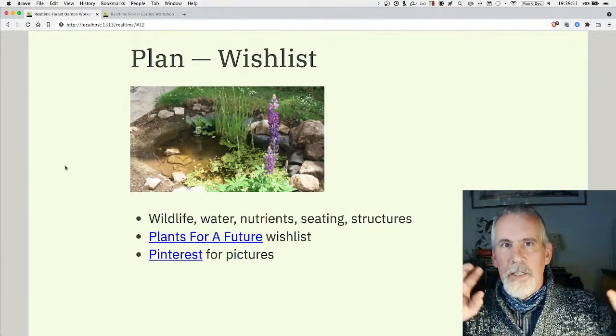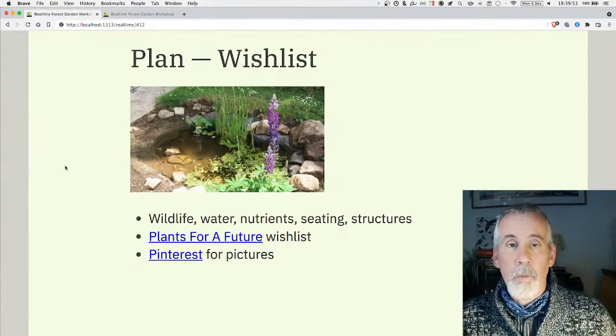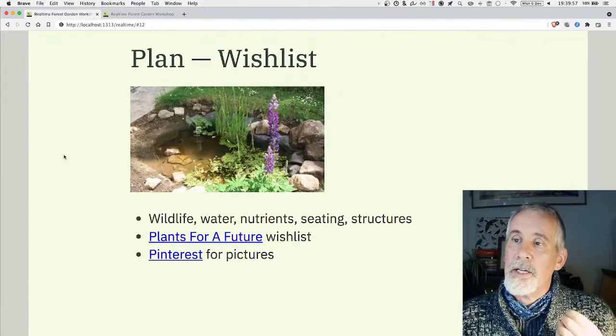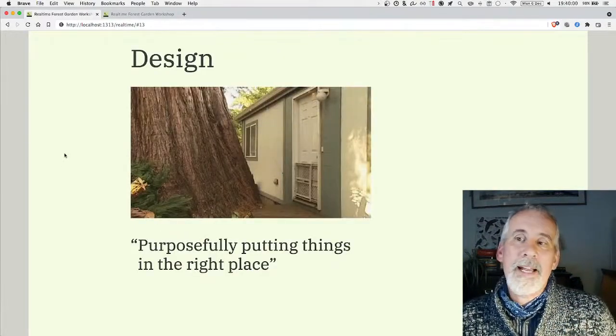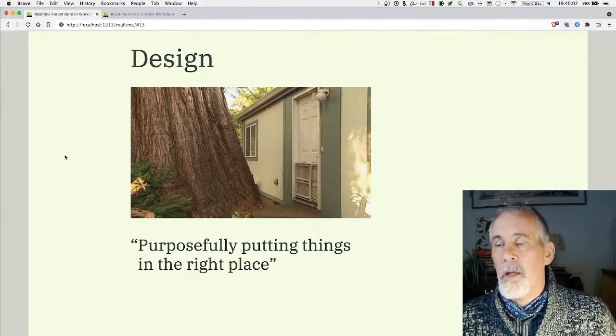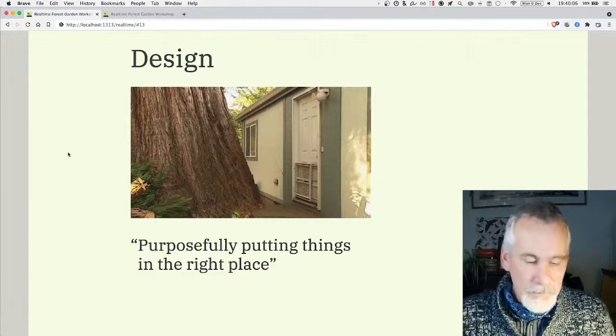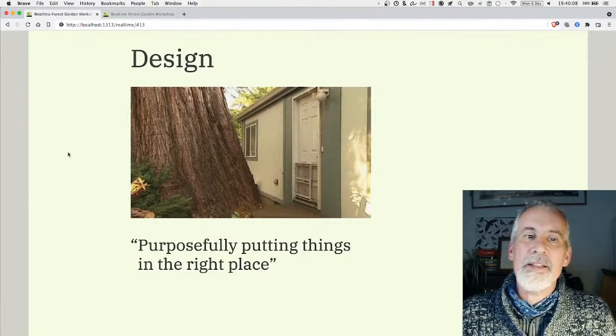Okay, so that's the observation side of it, and then creating the wish list, and then you've got your map. And then the thing to do is to put all these things into the right place. So my definition of design, this is my very own definition, is purposefully putting things in the right place.